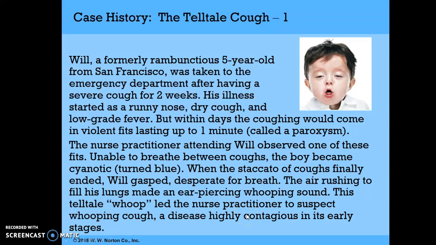So here's the case history, the telltale cough from your textbook. Will, a formerly rambunctious 5-year-old from San Francisco, was taken to the emergency department after having a severe cough for 2 weeks. His illness started as a runny nose, dry cough, and low-grade fever. But within days, the coughing would come in violent fits lasting up to 1 minute, called paroxysm. The nurse practitioner attending Will observed one of these fits.